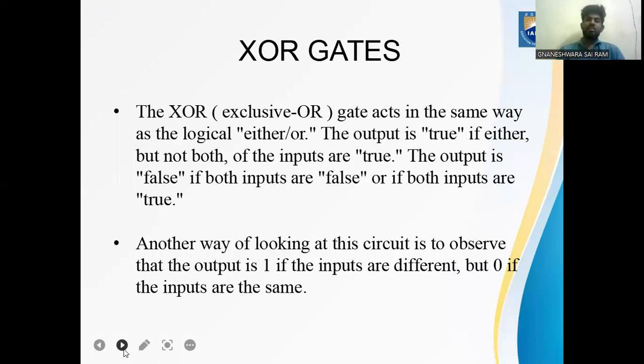XOR gate. XOR gate is exclusive OR gate. It acts the same way as a logical OR: if either but not both of the inputs are true, the output is true. The output is false if both inputs are false, or if both inputs are true. Another way of looking at the circuit is to observe that the output is 1 if the inputs are different, but 0 if the inputs are the same.